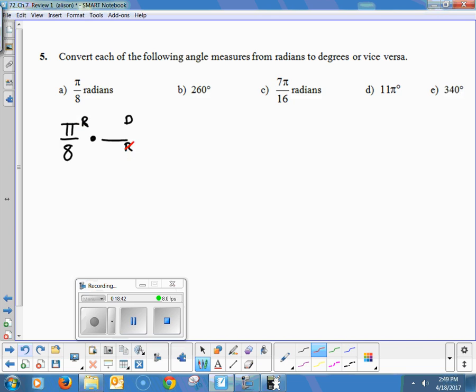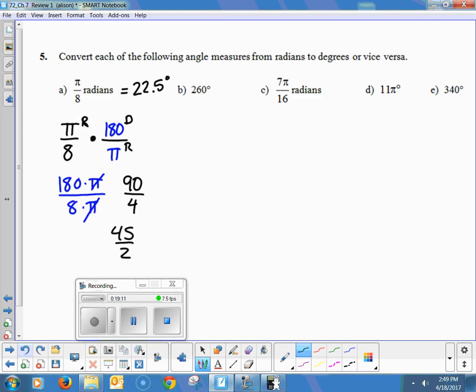So, convenient converter. I happen to know that 180 degrees is pi radians. And so if I multiply these, I get 180 times pi divided by 8 times pi. And pi's cancel. And 180 divided by 8, well, let's see, if I cut them both in half, it's 90 divided by 4. If I cut those in half, it's 45 divided by 2. So I get 22.5 degrees.